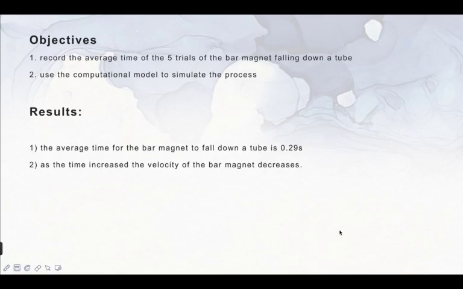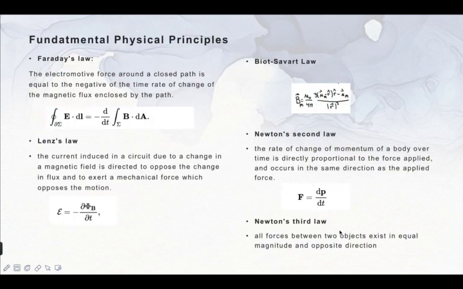In this lab, we want to record the average time of the 5 throws of the bar magnet falling down a tube, and also use the computational model to simulate the whole process. Those are the results. These are the fundamental physical principles in this lab, and I will introduce how to utilize them in detail in the following sections.